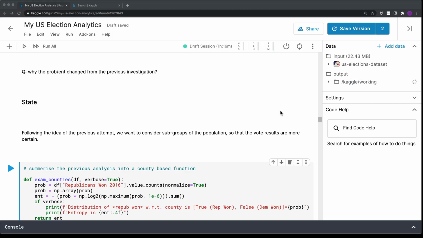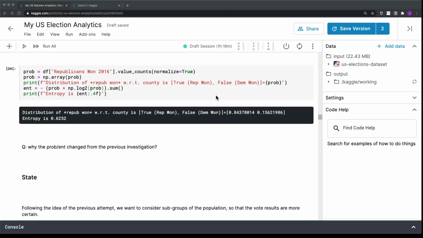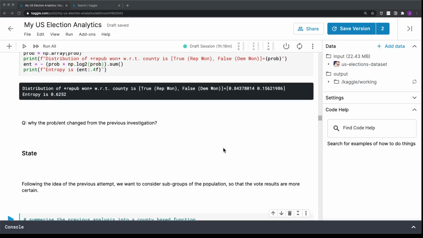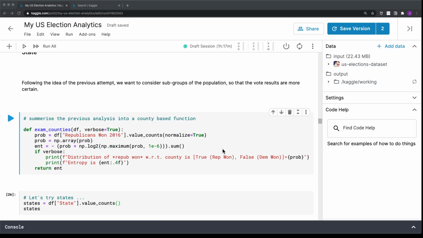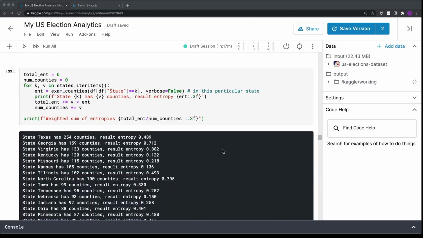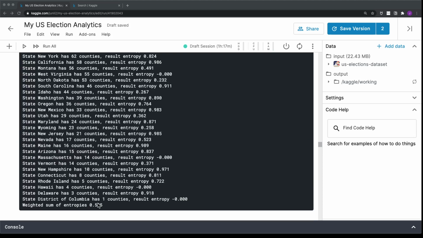Okay, we have considered the uncertainty or the entropy in the distribution of the outcome of the 2016 vote in different counties, and how about if we divide the total population of the counties according to which state those counties are located in, and consider the subpopulation's entropy, and take the weighted sum of these subpopulation entropies and compare to the original one, and get some reduced uncertainty, which is the information gained by investigating the variable or the data attribute of a state.